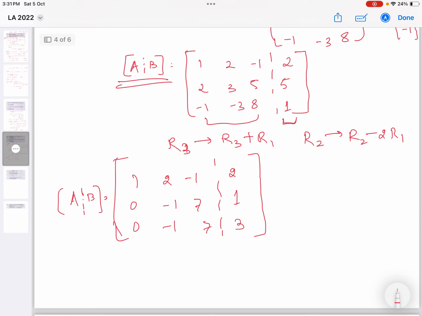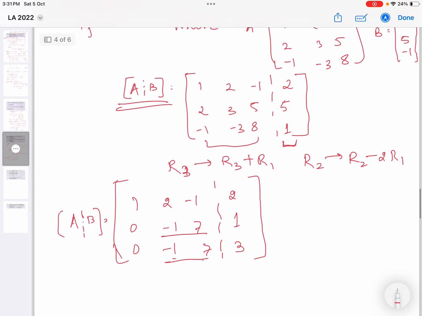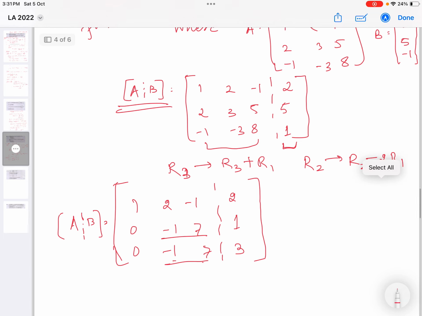Okay, so you see, this row and this row become common. So we can subtract it. It will become 0. I think we are correct. We are not wrong anywhere. 4 7.